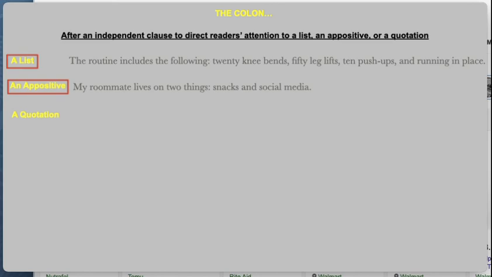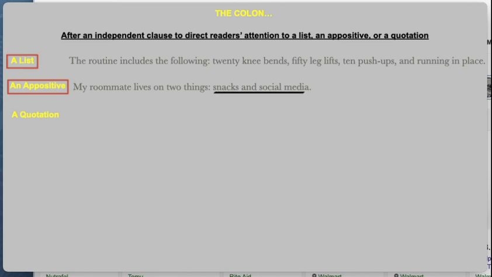Notice also that the clause that introduces this is what? An independent clause. That's probably the most crucial thing to know about the use of a colon. When you're using the colon to introduce any of these three things, a list, an appositive, or a quotation, make sure that what comes prior to the colon is an independent clause or a complete sentence. My roommate lives on two things.